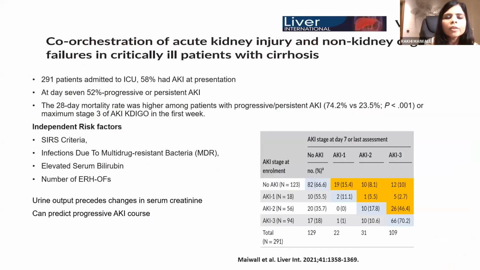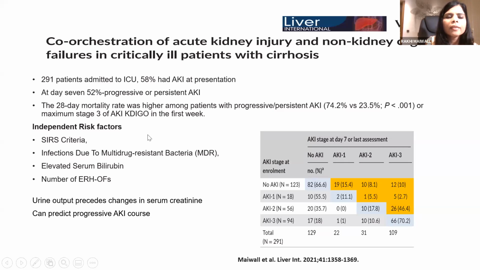Now, this is about what Dr. Gagan was also talking about, that when you're managing your patients of liver disease, AKI can happen because of liver failure alone, or the patients may have organ failure or circulatory dysfunction, inflammation, infections can drive AKI. So this is the data from our ICU of 291 patients, 58% had AKI presentation. And what was important here was at day 7, we found that almost half of these patients had either a progressive AKI or AKI which was not resolving.